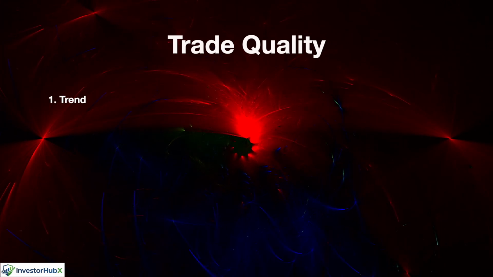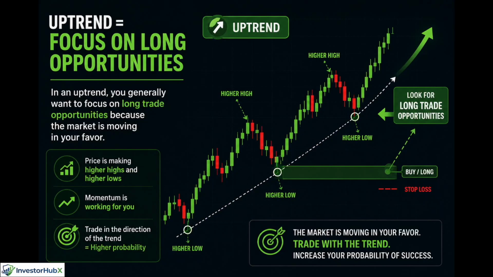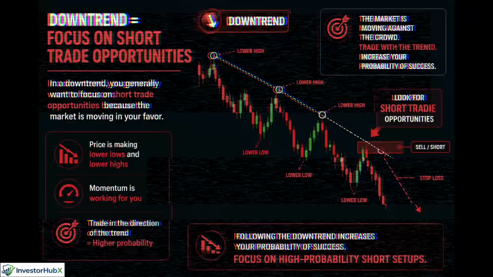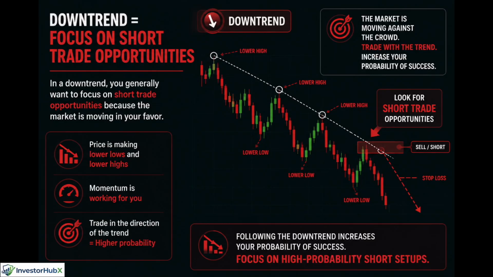The first factor is trend. In an uptrend, you generally want to focus on long trade opportunities because the market is moving in your favor. On the other hand, in a downtrend, you want to focus on short trade opportunities because trading with the trend increases your probability of success.